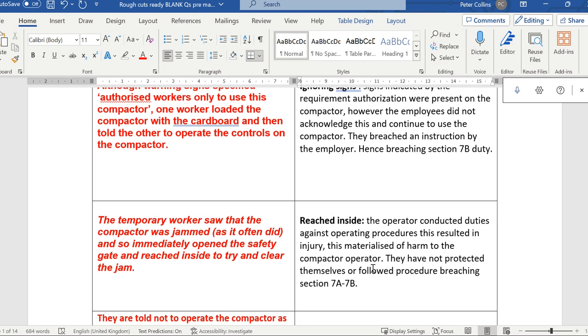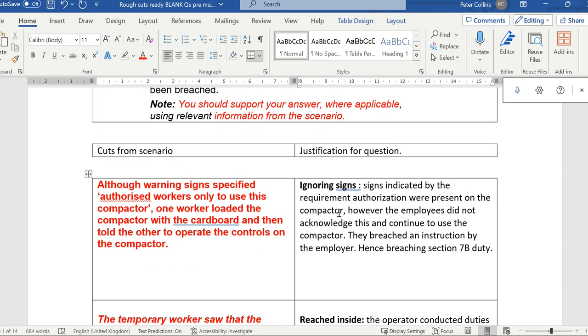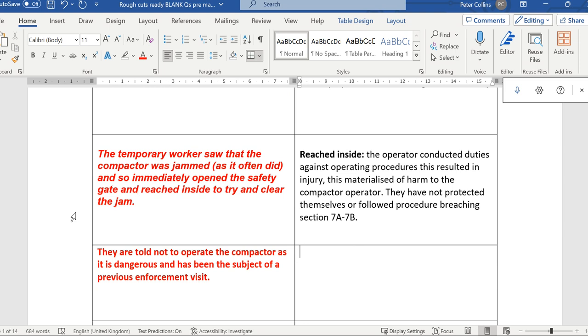You see, I've got it in bold here, and then I've gone down to put a little bit more meat on the bone by saying they've not protected themselves or followed procedure. Again, showing that we understand it, and we've quoted it there from the enforcement visit. So the last one really is told that they were not to operate it. So the answer would read a little bit like this. It would say, told not to operate the compactor specifically. So that's the point I'm trying to make here.